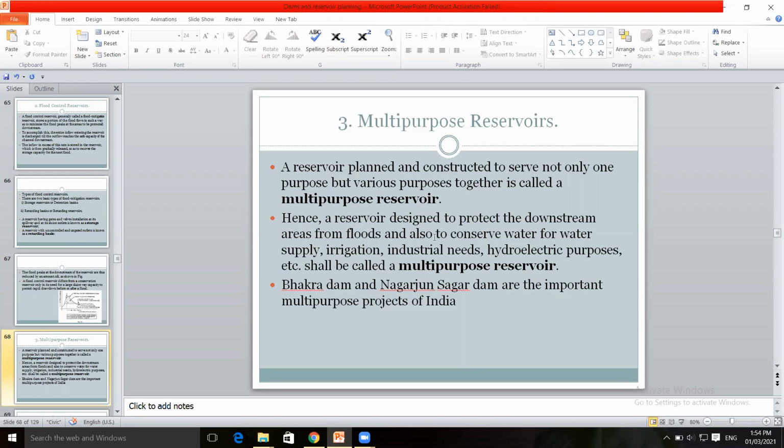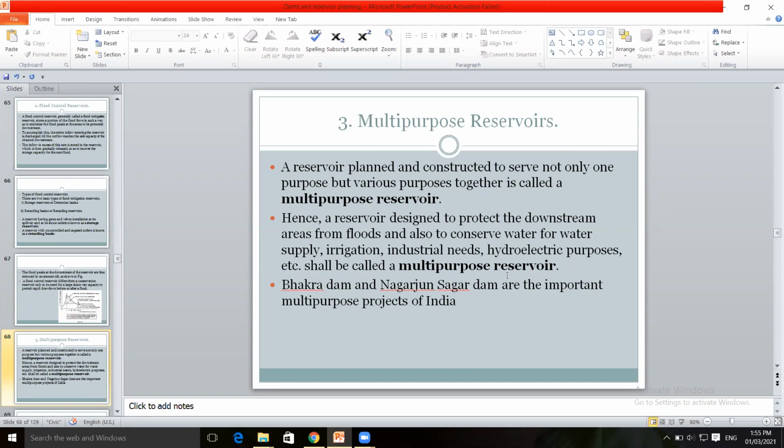What do we use the flood control reservoir for? Only for controlling a flood. A storage reservoir is only for storing water, which is required for supplying water for irrigation or to a particular city or town for drinking purposes, for domestic use. That water is used.